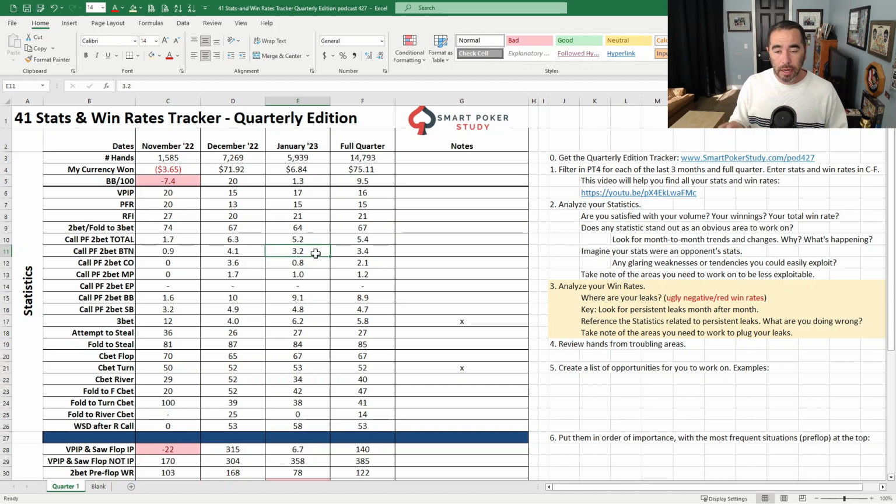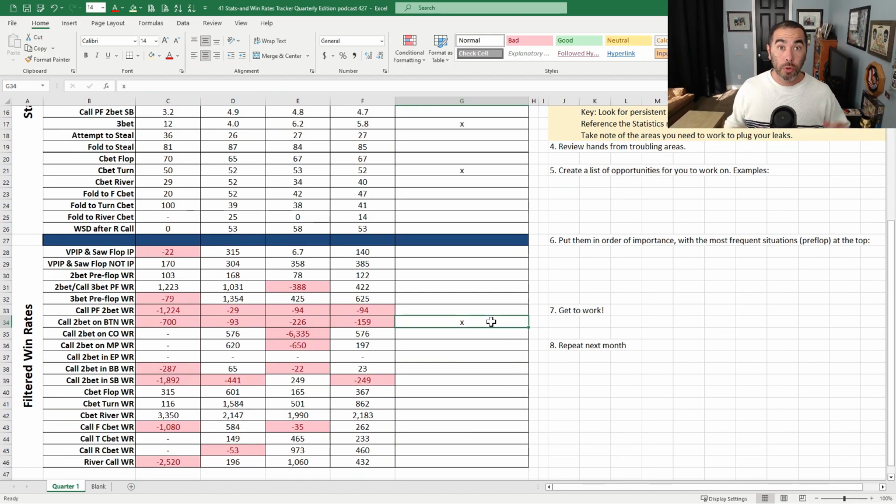This is definitely an area. If you look at just those statistics, I should be making money when calling because it looks like I'm choosing just maybe the best opportunities. I'm infrequently calling. But why am I losing money? That's the key thing to look at, right? Take note of the areas that you need to work on to plug your leak, so you know exactly what you need to work on, like I said before, for this upcoming month.